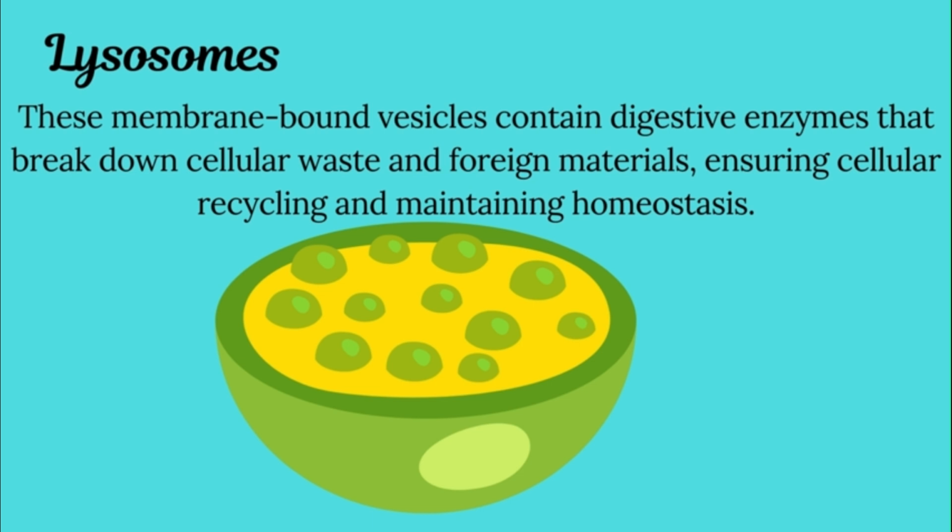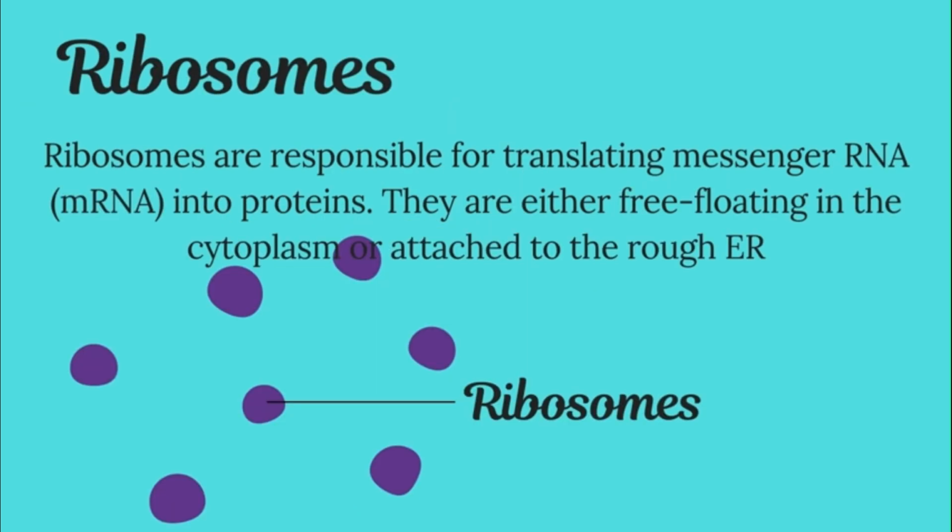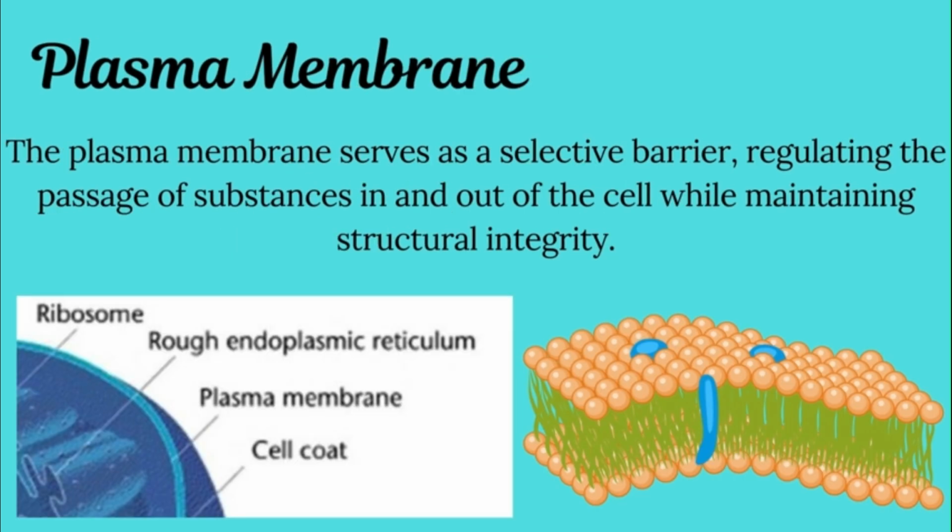Lysosomes. These membrane-bound vesicles contain digestive enzymes that break down cellular waste and foreign materials, ensuring cellular recycling and maintaining homeostasis. Ribosomes. Ribosomes are responsible for translating messenger RNA, mRNA, into proteins. They are either free-floating in the cytoplasm or attached to the rough ER. Plasma membrane. The plasma membrane serves as a selective barrier, regulating the passage of substances in and out of the cell while maintaining structural integrity.